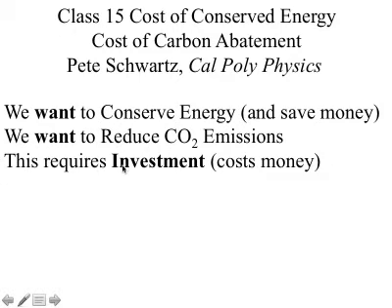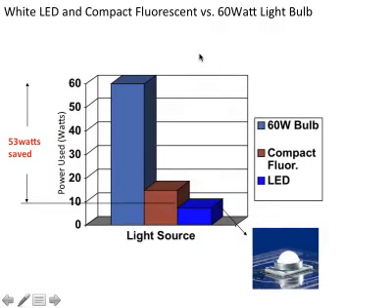And so we want to know, how much does it cost us in investment to consume less energy and emit less carbon dioxide? So this would be expressed in dollars per kilowatt hour not consumed and dollars per ton of carbon dioxide not emitted. When we look at our lighting options, we can see that an LED light uses much less electricity than an incandescent light or even a compact fluorescent light.